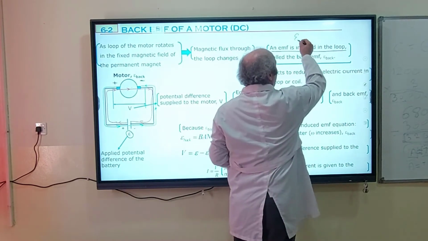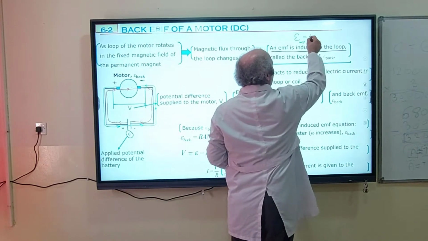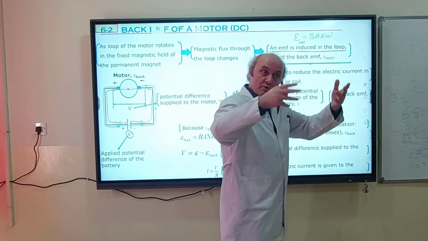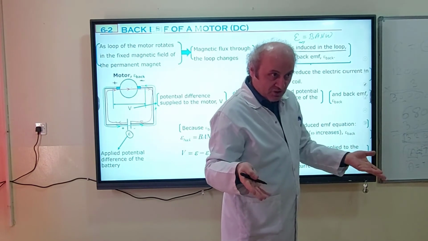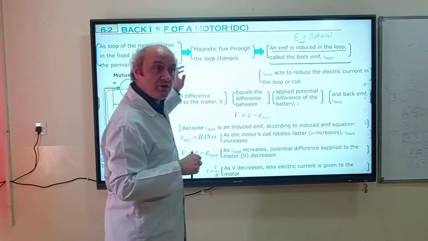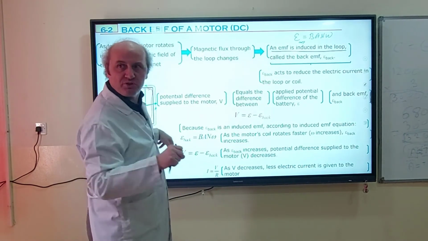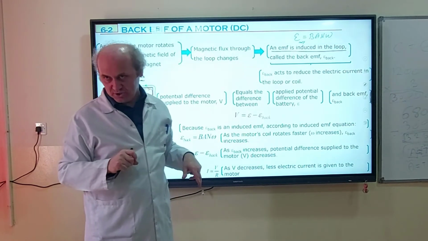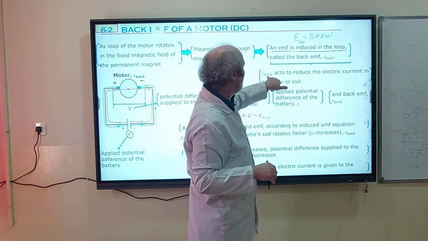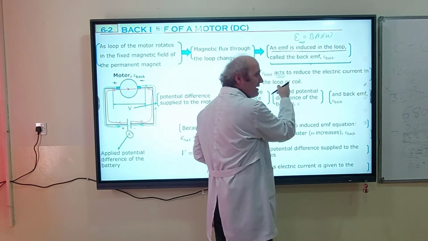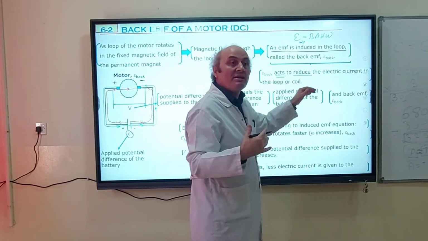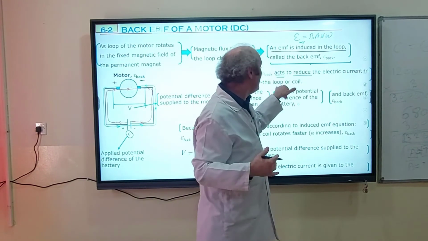Remember the equation of maximum induced EMF, the NBAω equation? Yes, by this equation we calculate. It's no different than induced EMF because we are rotating a loop inside a magnetic field, just like a generator. The equation is the same. However, the electric current of this EMF is in the opposite direction of the electric current of the battery. That's why it's called back EMF. It is called back EMF because it acts to reduce. What does reduce mean? Decrease. It acts to reduce the electric current in the loop.